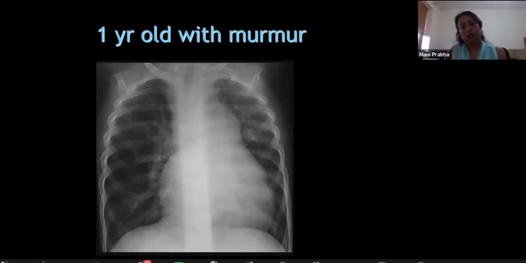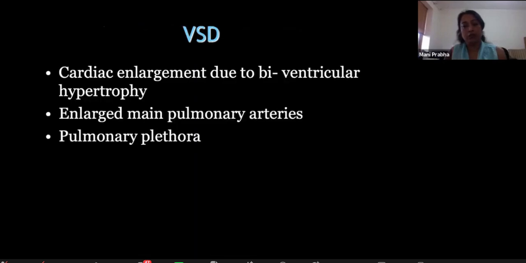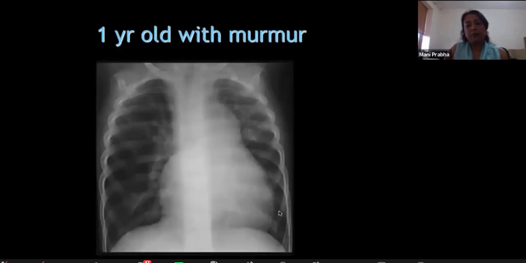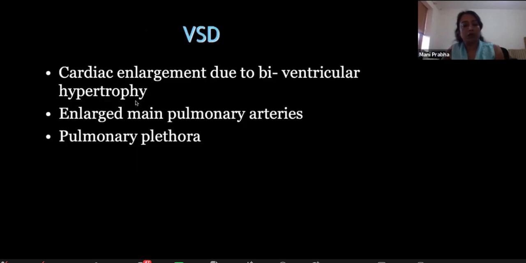Wonderful description. And yes, it is VSD indeed. So what happens in VSD? There is a shunt in the ventricles. So there is cardiac enlargement and there is biventricular hypertrophy. If you look carefully, there is slight dipping of the apex, though you may not appreciate it in all cases. And obviously the pulmonary artery is quite enlarged and there is plethora as well. So that's what you see as the findings. And VSD presents much earlier than ASD. All right.